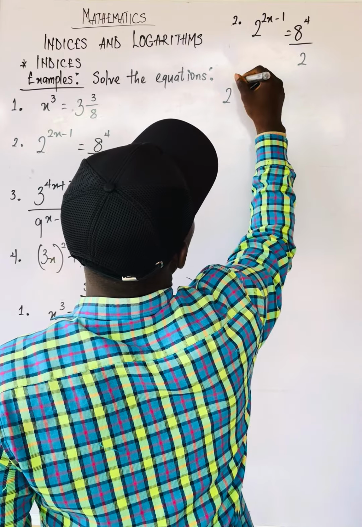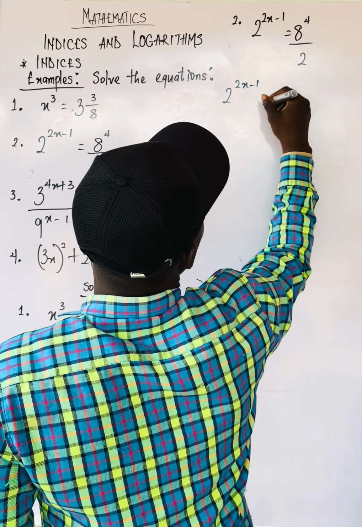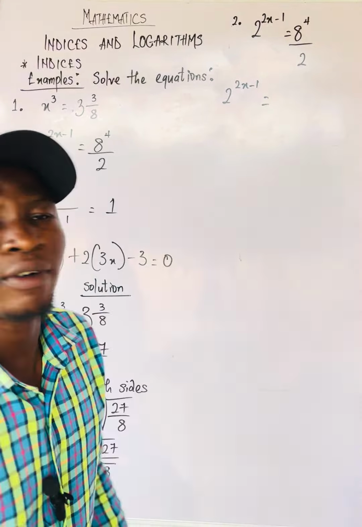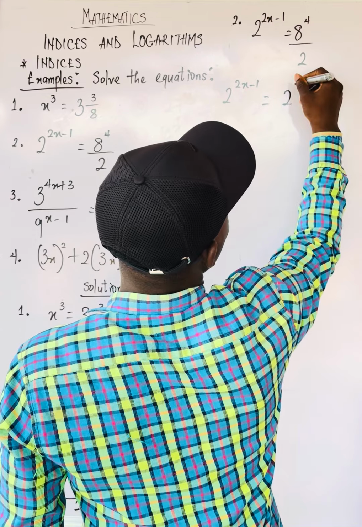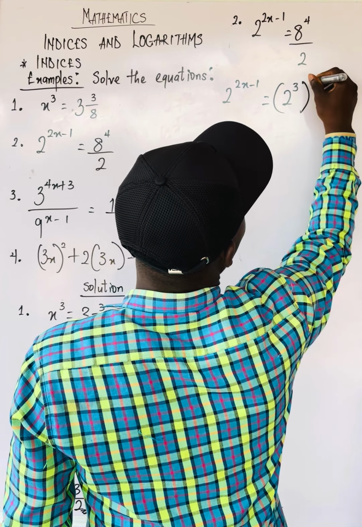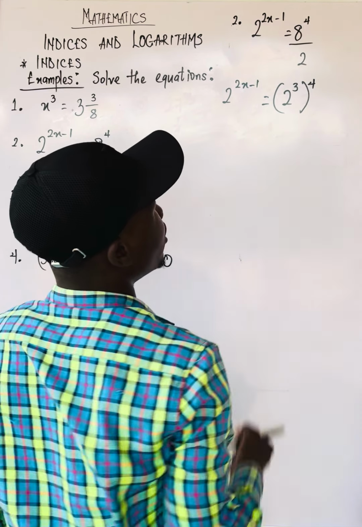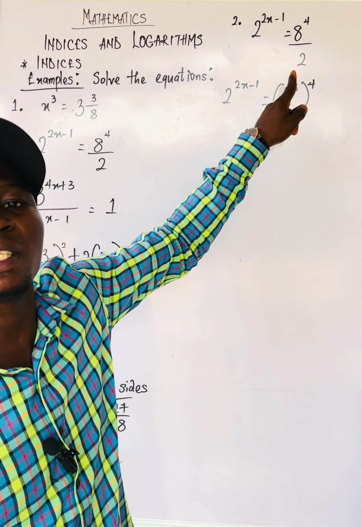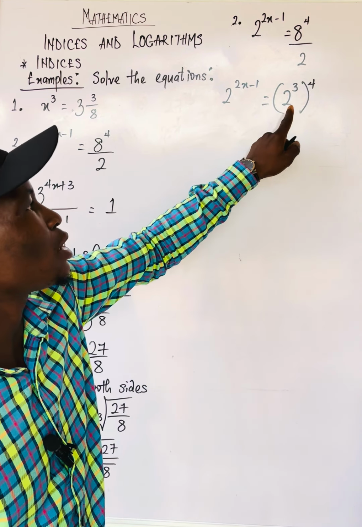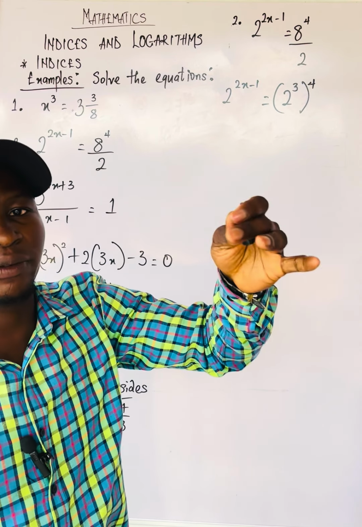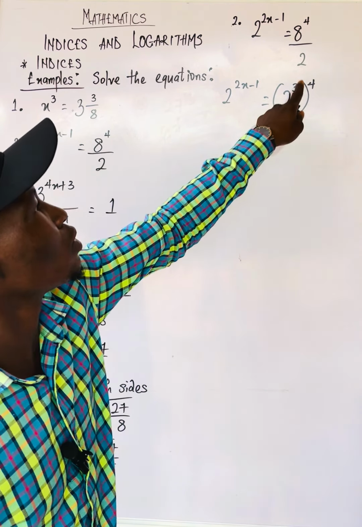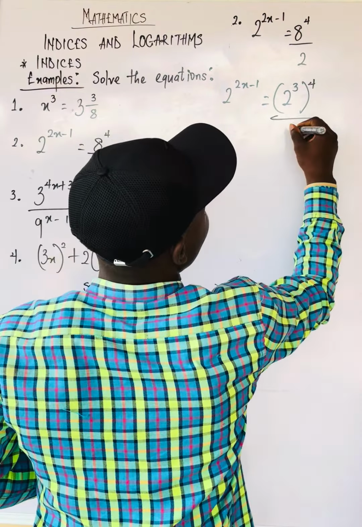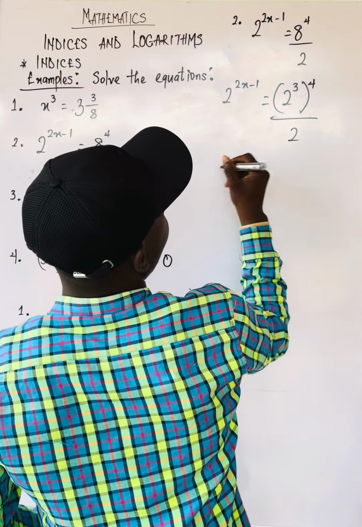I can say 2 to the power of 2x minus 1 equals, now let's reduce this 8. 2 in how many places will give us 8? That's 2 to the power of 3, then raised to the power of 4. 2 to the power of 3 is still 8. That's 2 times 2 times 2. 2 times 2 is 4, 4 times 2 is 8. Then the 4 is still the one here, then over 2. Now, what do we now have?